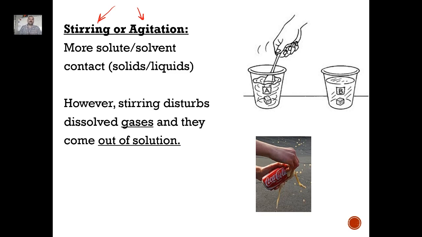This only applies to liquids and solids, though. If you stir a gas, it will not dissolve more quickly. Stirring a gas in a liquid will actually cause it to come out of the solution. So with a gas, you don't want to stir or shake. Just think about when you shake a can of soda, what happens to the CO2 that's in the liquid? It escapes, and that's why it increases the pressure of the can.